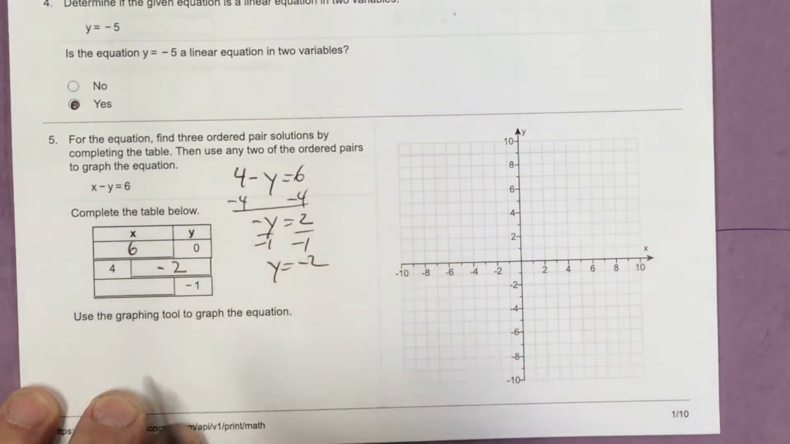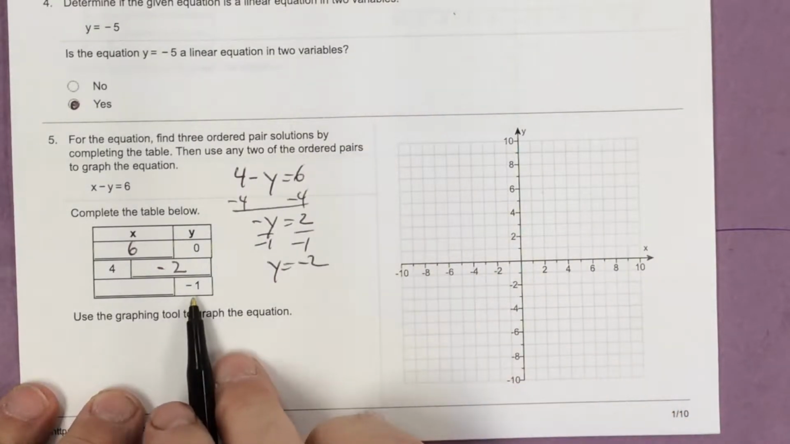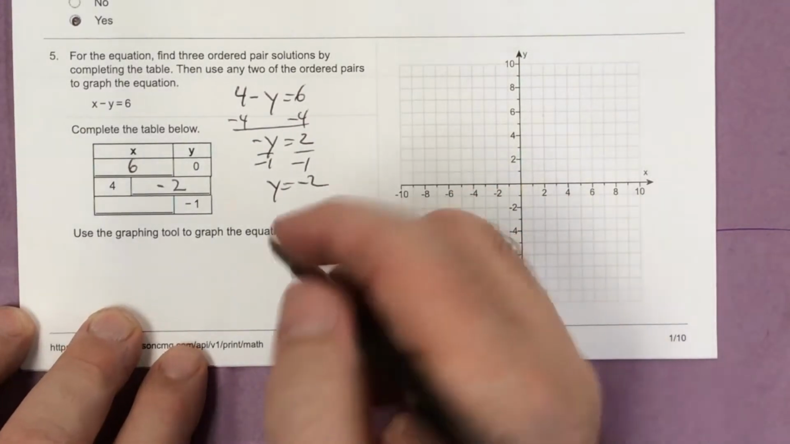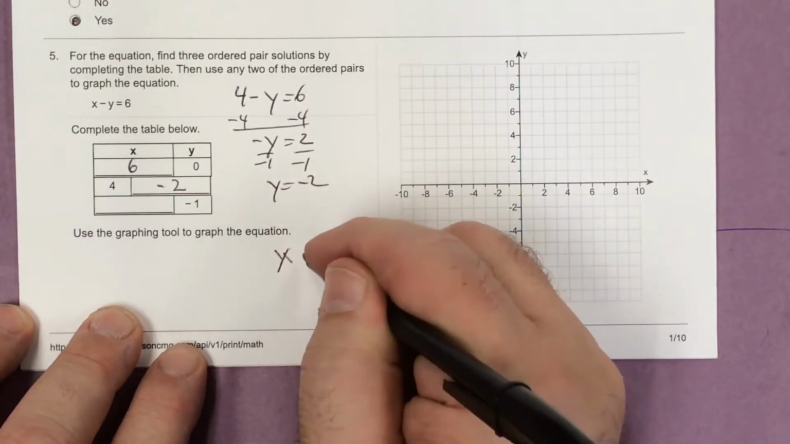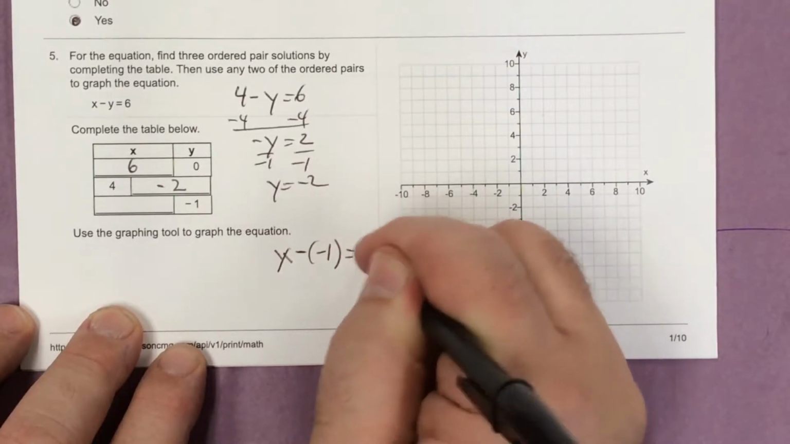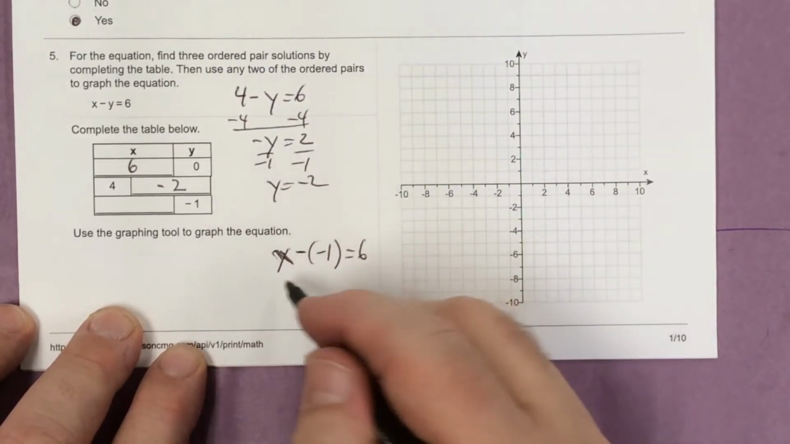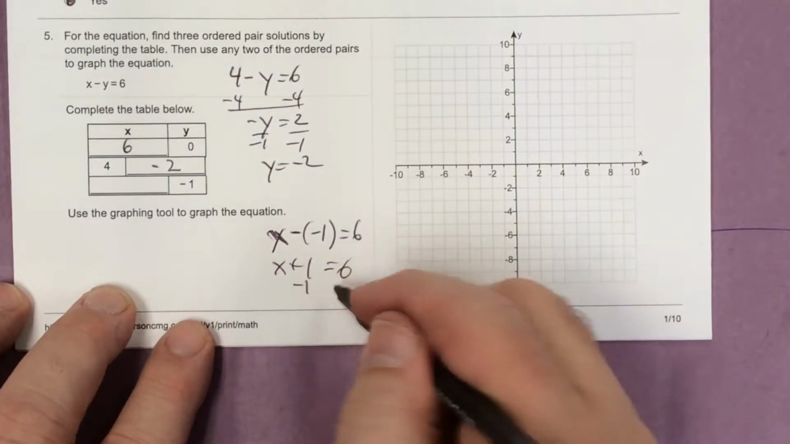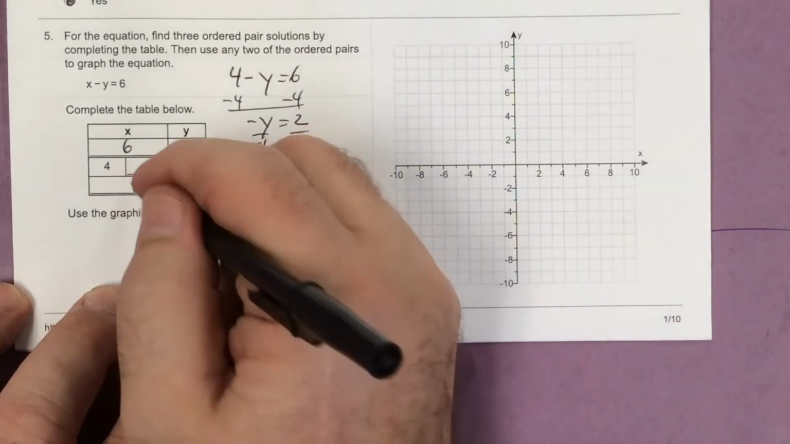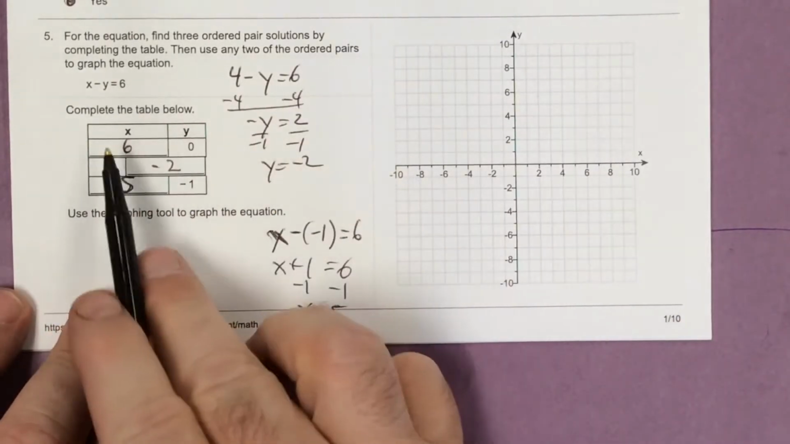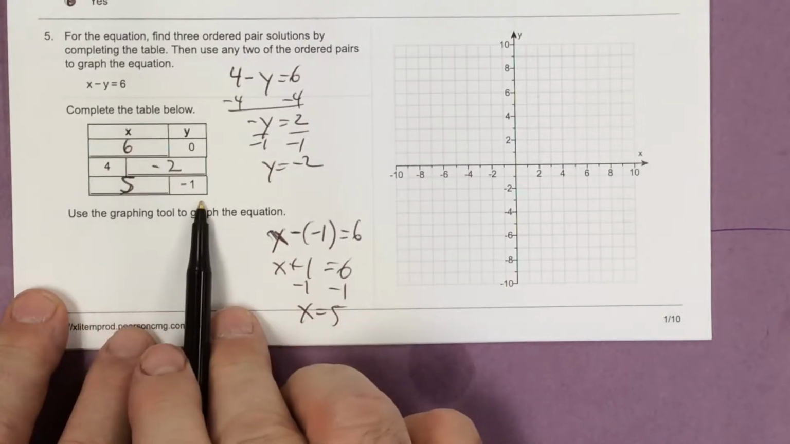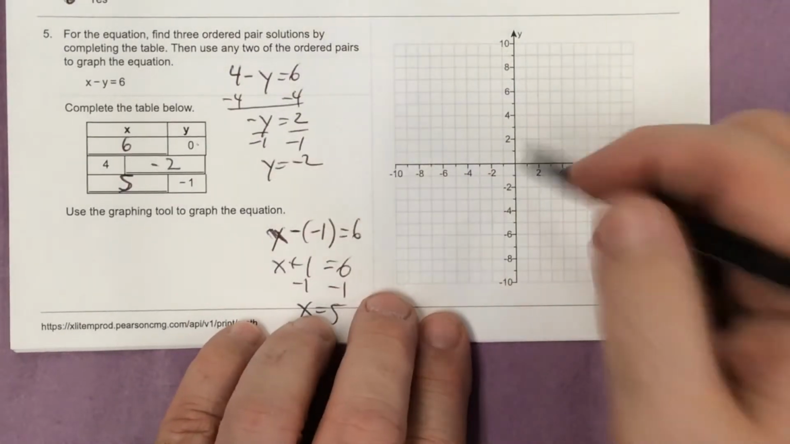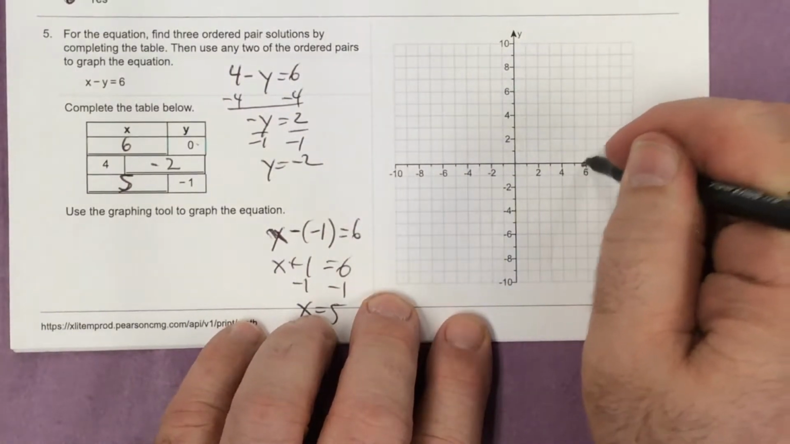So I'm going to put negative 2 in place of y here. Here I have y is equal to negative 1. So for the other one, making sure everyone can see this still, x minus a negative 1 is equal to 6. If I simplify this a little bit, that's going to give me x plus 1 is equal to 6. And then if I subtract 1, x is equal to 5. So now I'm going to take these points, 6, 0, 4, negative 2, 5, negative 1, and plot them, and I want to make sure that they land on a straight line. So the point 6, 0, that's going to go here.